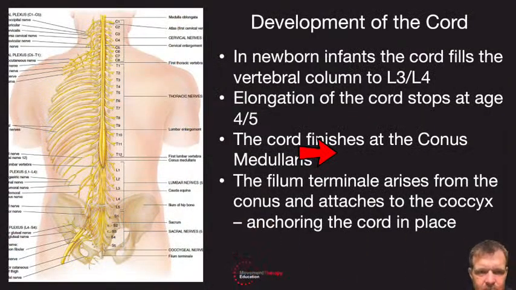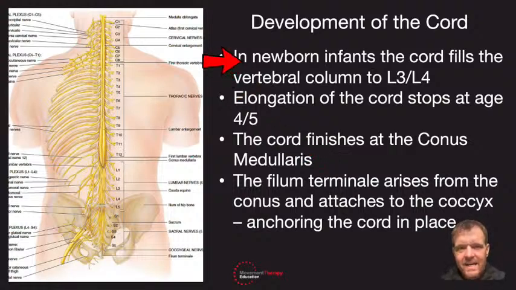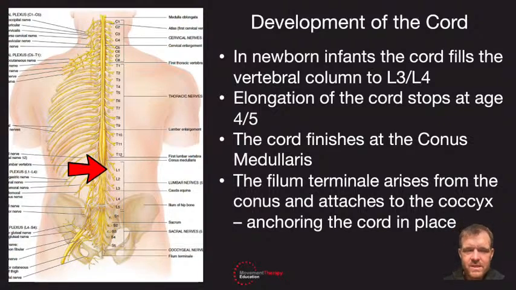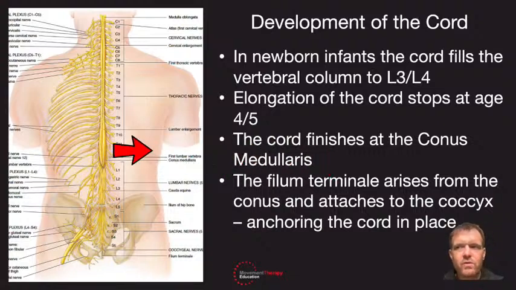Now, interestingly, well, I think it's interesting. In newborn infants, the cord fills the vertebral column all the way down to L3, L4. Okay, but in an adult, it stops around here. So the spinal cord finishes at around about L1, L2, and that is called the conus, or the conus medullaris. And if you have an MRI report about someone's spine and spinal cord, they will often comment on the position of the conus, and they'll say that it's in a kind of normal position.